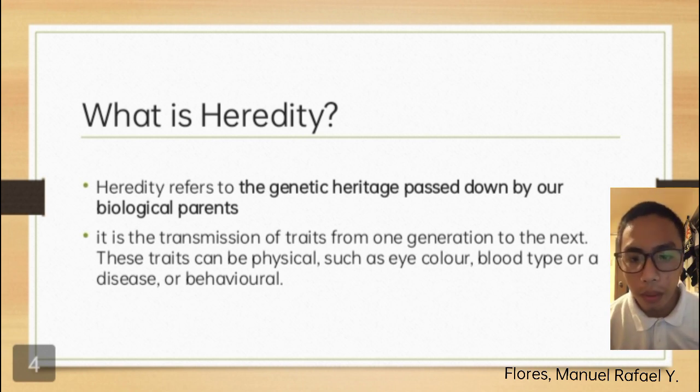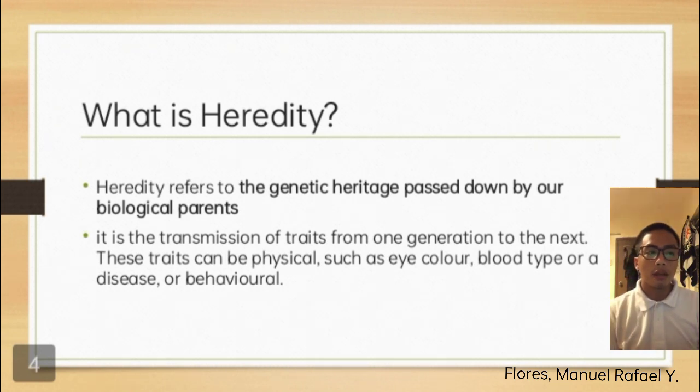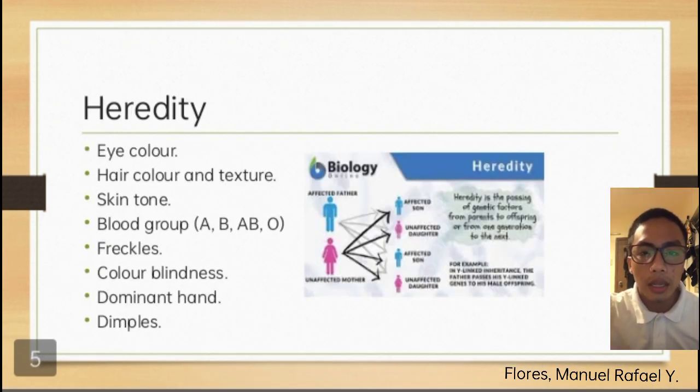Heredity refers to a specific mechanism by which characteristics or traits are passed from generation to the next generation via genes. For example, you and your parent get the same eye color, hair color and texture, skin tone, blood group, freckles, color blindness, dominant hand, and dimples. These are the factors that your parents and you get the same.